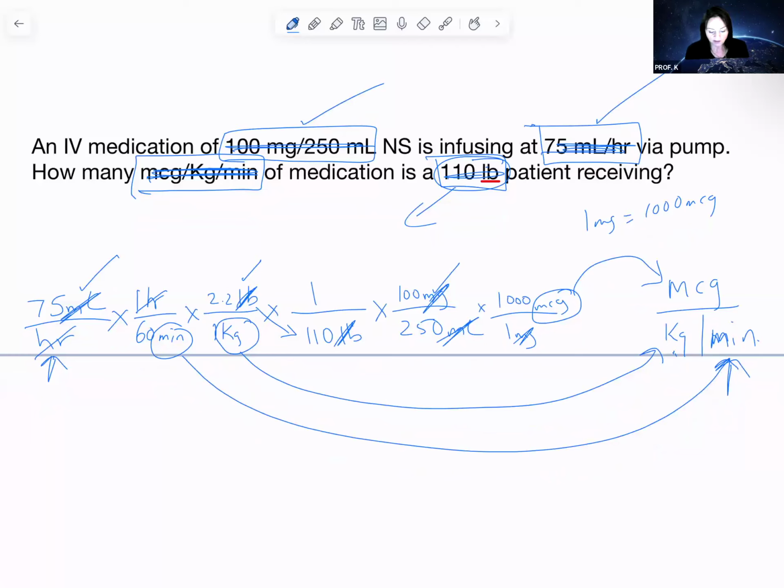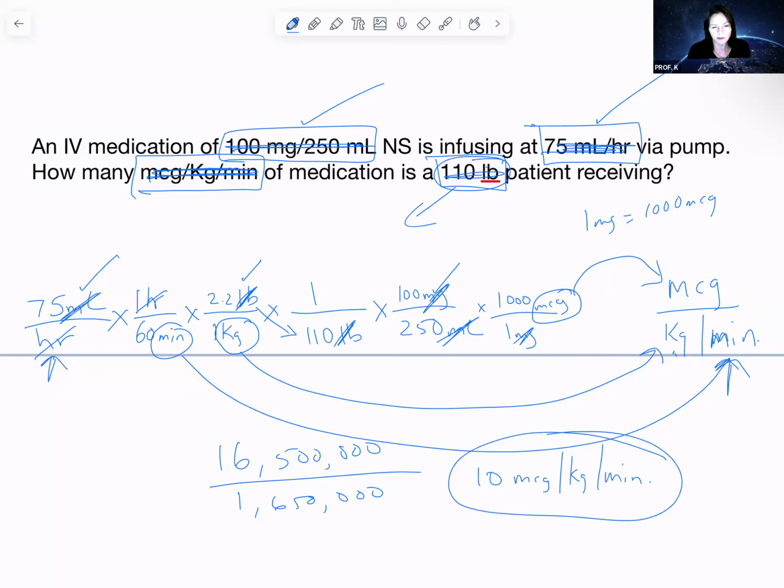So we're going to do 75 times 100 times 1,000 times 2.2 times 1. Anyway, it's going to give us 16,500,000. And then I'm going to do 250 times 60 times 110 times 1, and that's going to give me 1,650,000. Then I'm going to divide, and it's going to give me ultimately 10 micrograms per kilogram per minute. Boom! And you were probably giving a nitro drip or some crazy cardiac med drip. But that's how you do the reverse, 3-factor reverse.